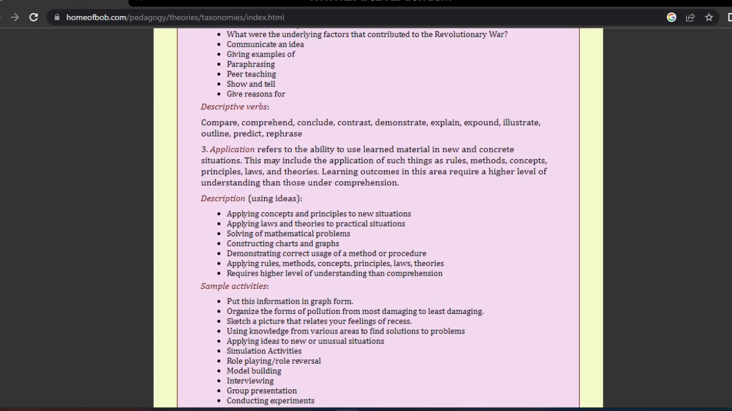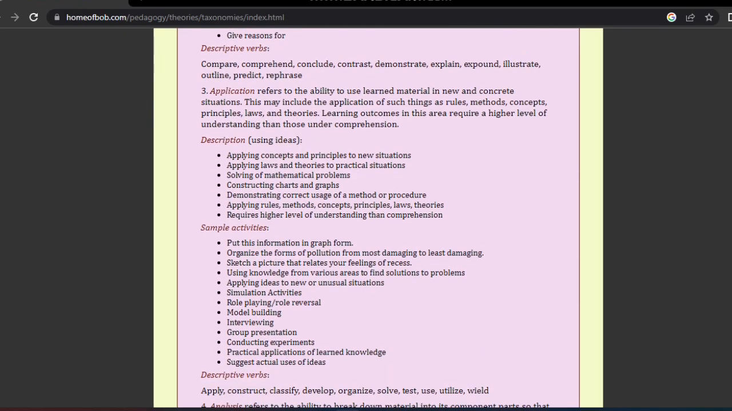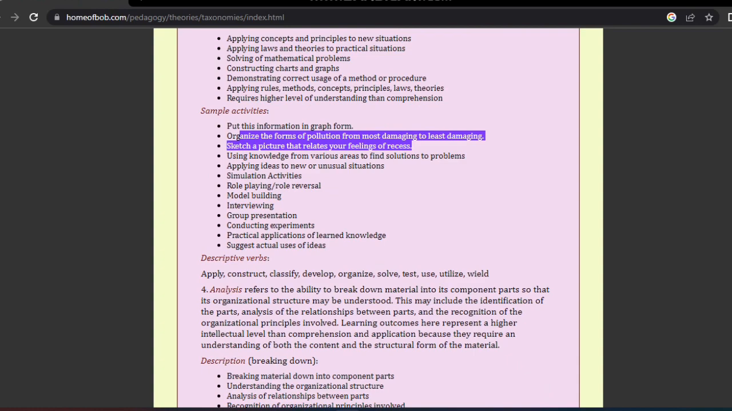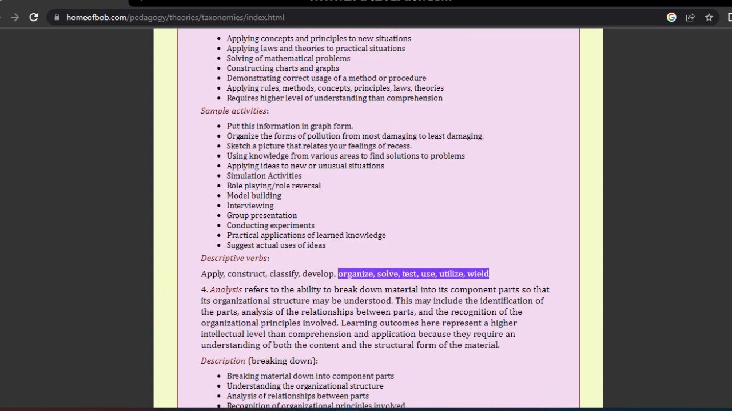Okay, what comes in the description of application? Applying concepts and principles to new situations, applying laws and theories in practical situations, solving mathematical problems, constructing charts and graphs. And what comes in the sample activities? Put this information in graph form, organize the forms of pollution from most damaging to least damaging, sketch a picture that relates your feelings to recess. And here you can see the descriptive verbs under the third level: apply, construct, classify, develop, organize, solve, test, use, utilize, and build.